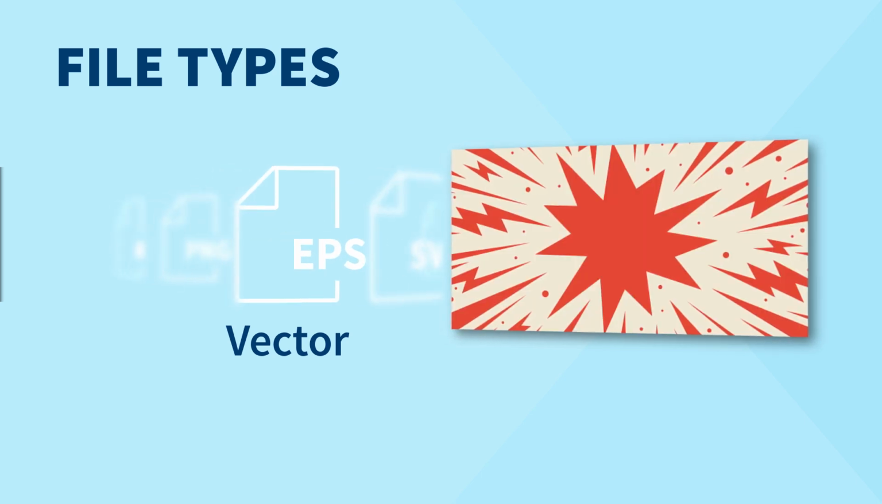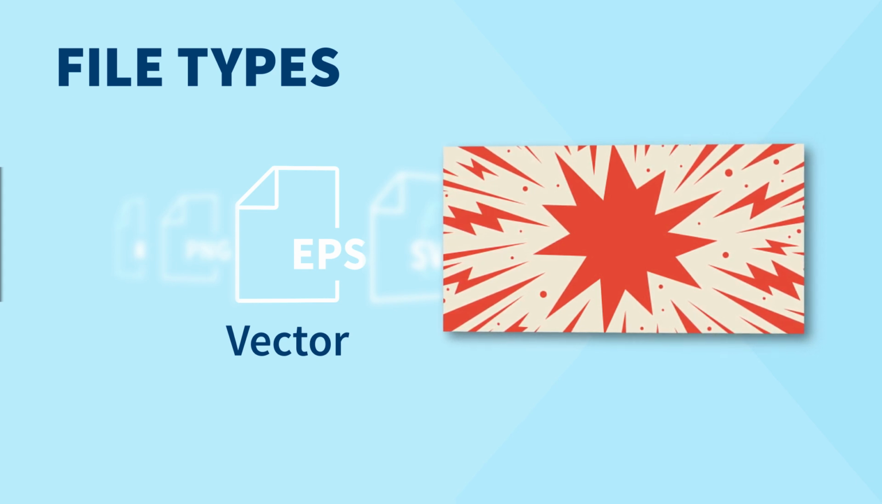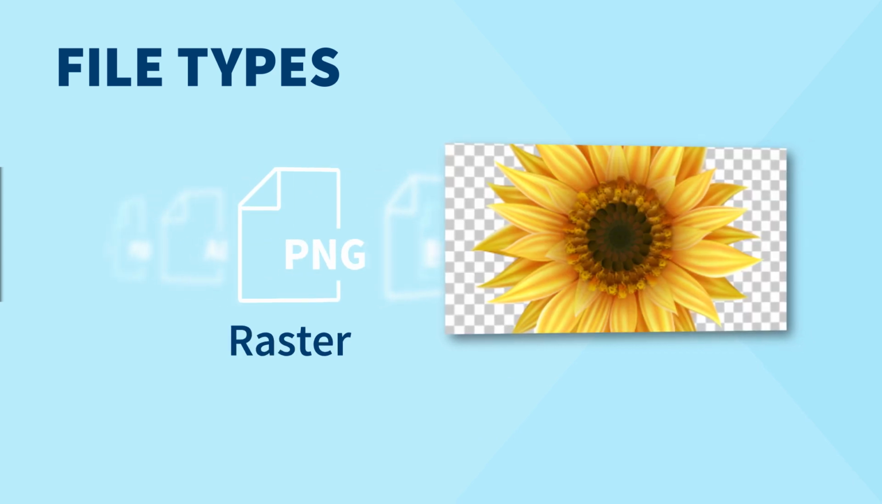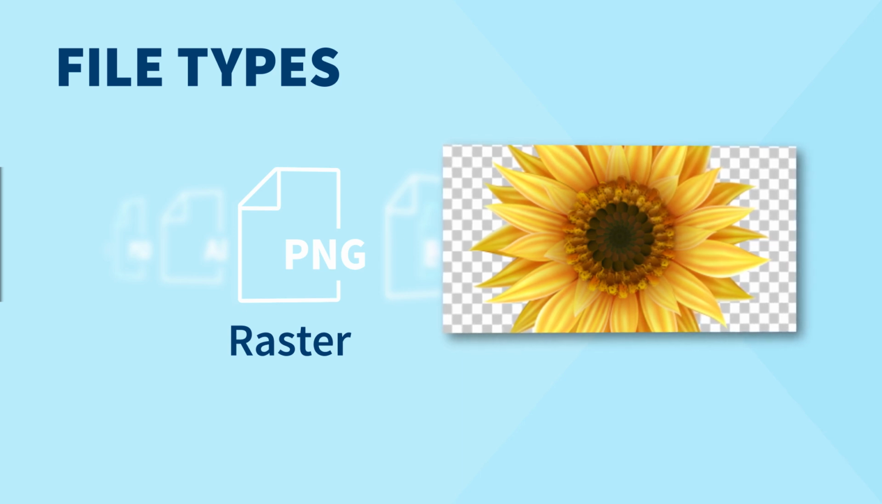EPSs are vector files that are close to self-contained and can easily be placed into other documents. These are good files for logos, graphics, and event signage. PNGs are raster files with compressed data. These work well with a transparent background and for social media.